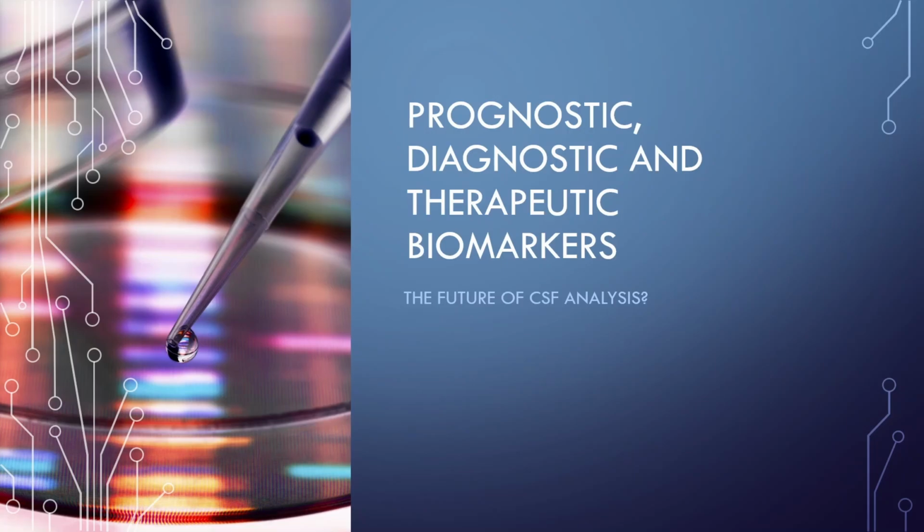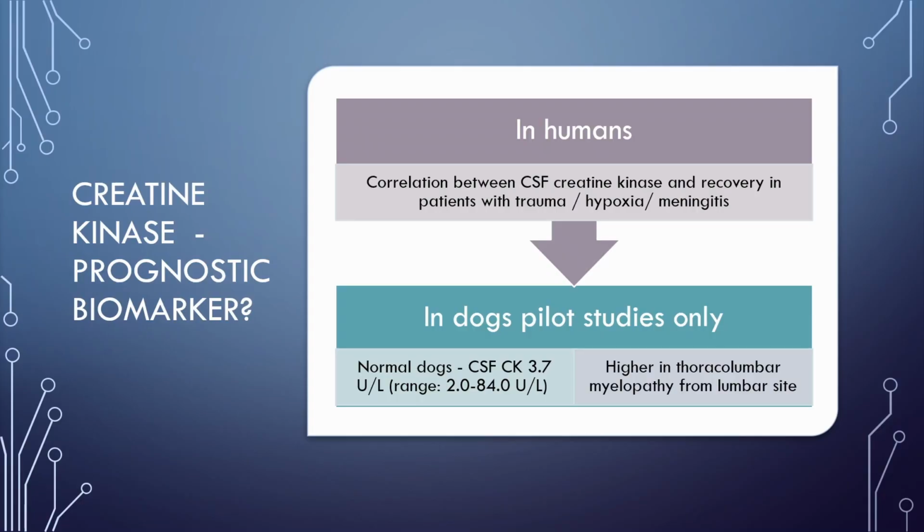So what we would like really with CSF analysis is to give us more. We'd also like it to be able to tell us the difference between the different inflammatory diseases. So are there any biomarker research out there? Well, creatine kinase is a potential prognostic biomarker, and in humans, there is a correlation between the CSF creatine kinase and recovery with patients with trauma, hypoxia, meningitis.